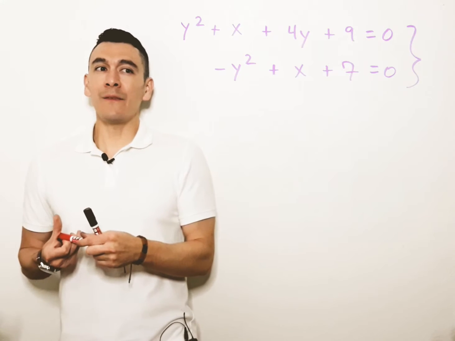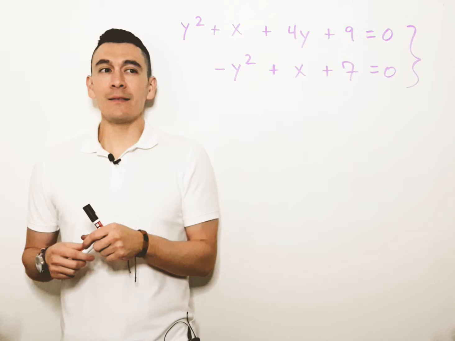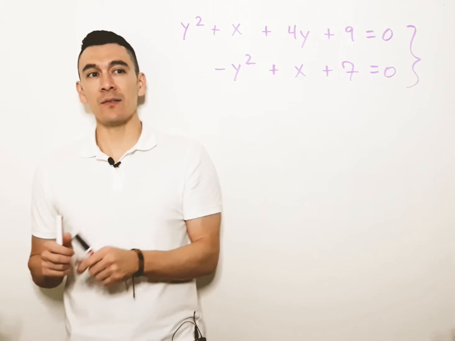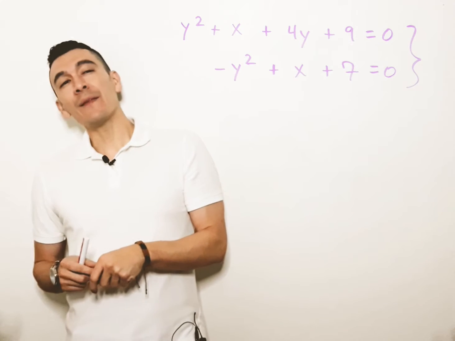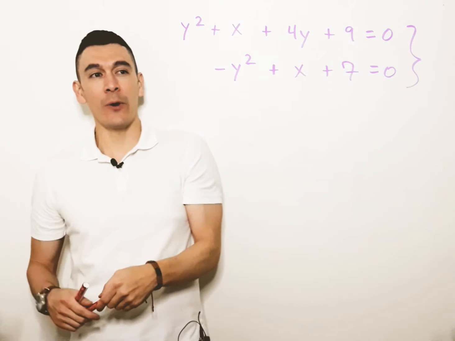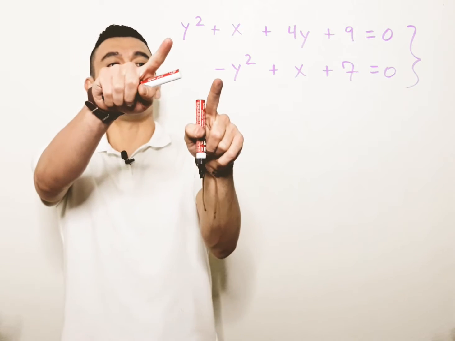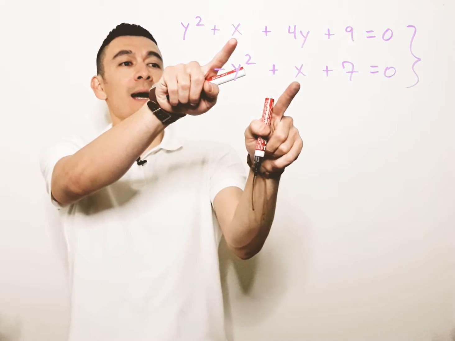A system of equations. The idea here is to find the value of x and the value of y that makes this system true. Notice right off the bat that these y squares can knock out if I were to add the equations. Let's do that. Let's add the equations together. These eliminate. These add to 2x.